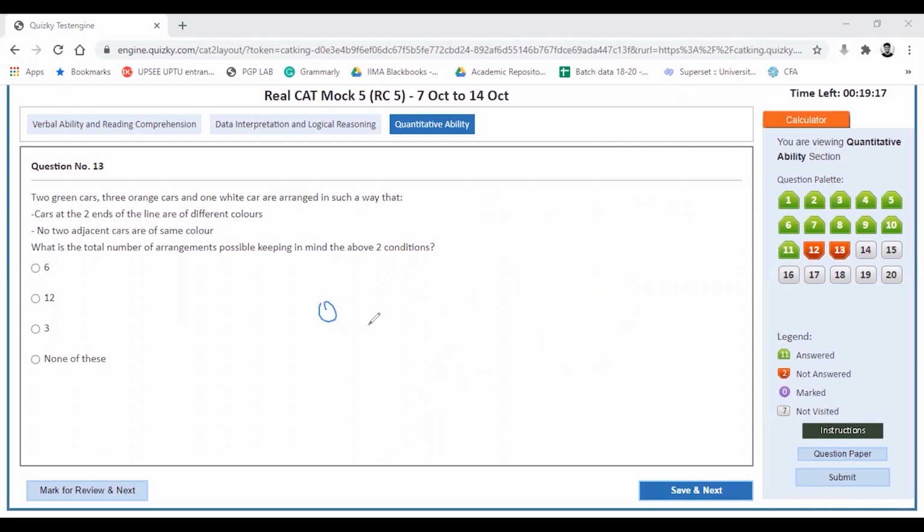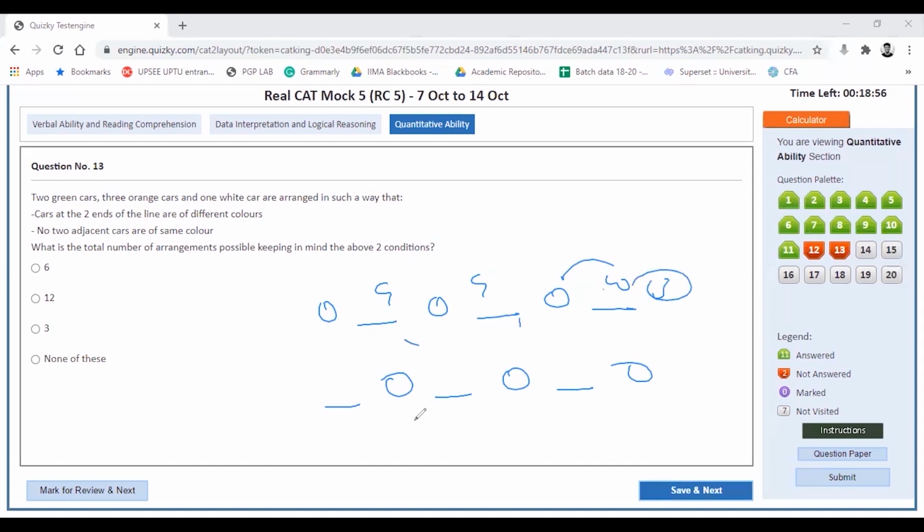So orange, space, orange, space, orange. Now I can have green green in the spaces, and white can actually come in only this place or this place. So three arrangements from this one. Similarly, white can go into any of the three places, three. So the total answer is 3 plus 3, which is 6, and option A is the answer.